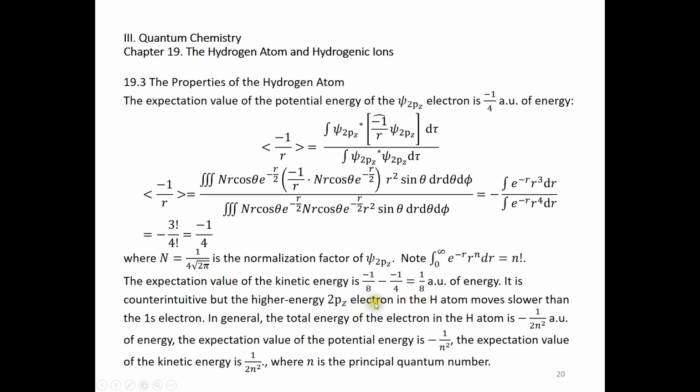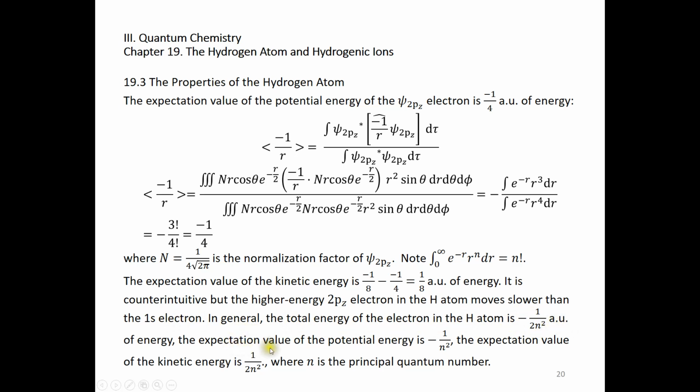If you have a 2pz electron, its kinetic energy is only 1/8. The kinetic energy of the 1s electron is actually 1/2 atomic unit. In general, the total energy of the electron in the hydrogen atom is always -1 over 2n squared atomic unit.